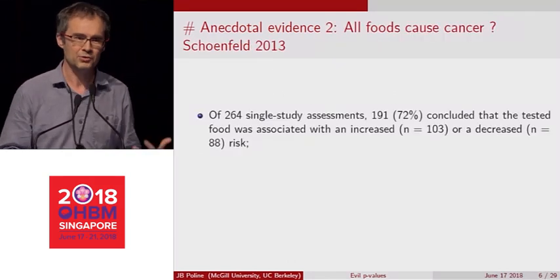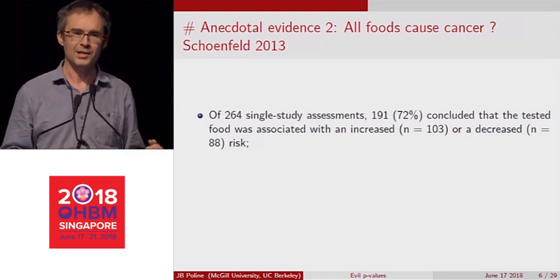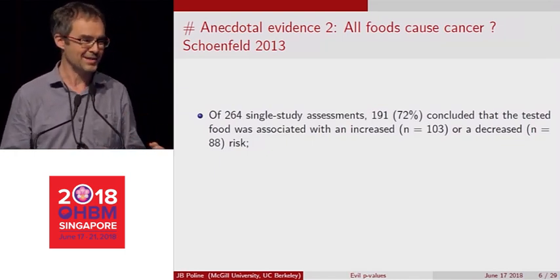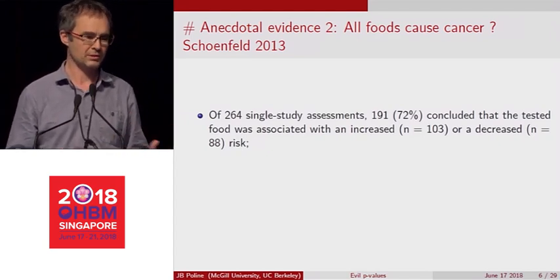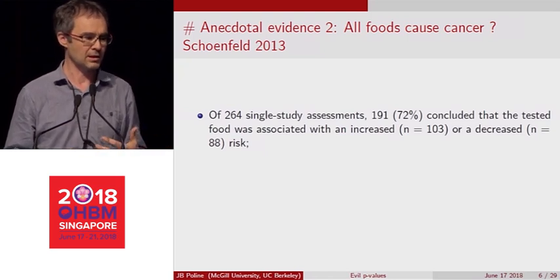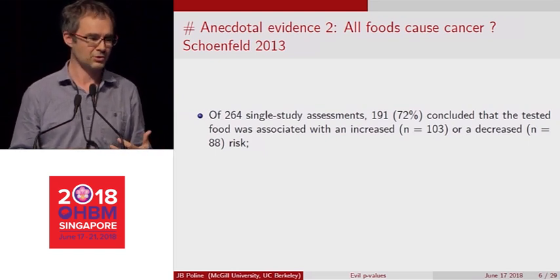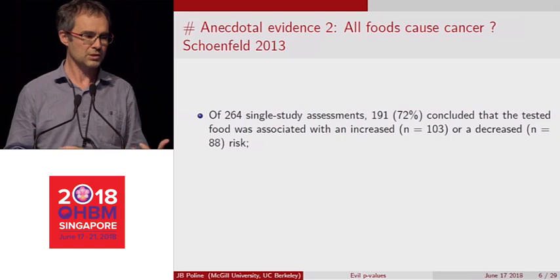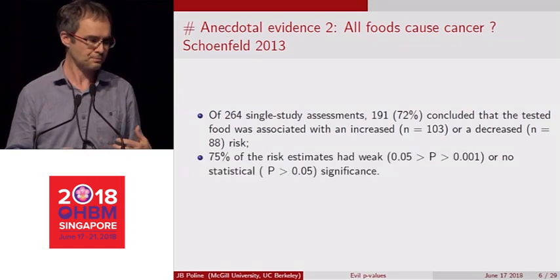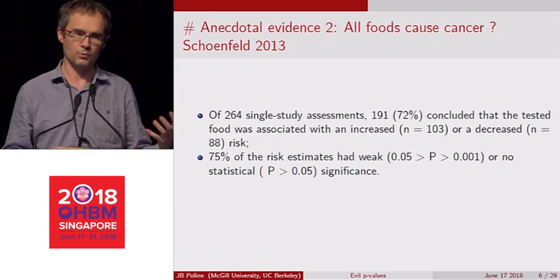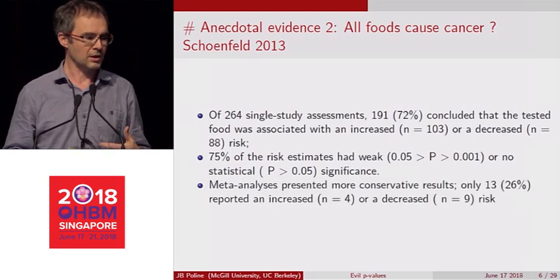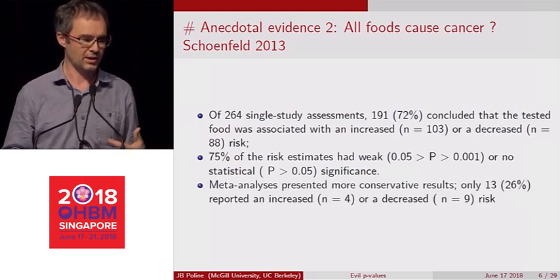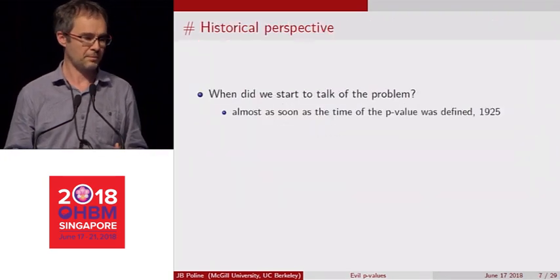This is another anecdotal evidence. If you look for anecdotal evidence, you will find it, right? This one looks at the association between what you eat and the risk of cancer, with studies showing that most of the food that you eat is associated with either an increase or decrease of the risk of cancer. And obviously, again, weak or not so weak p-values, like 0.05, 0.001, and the meta-analysis showing that there's nothing there, or very, very little.